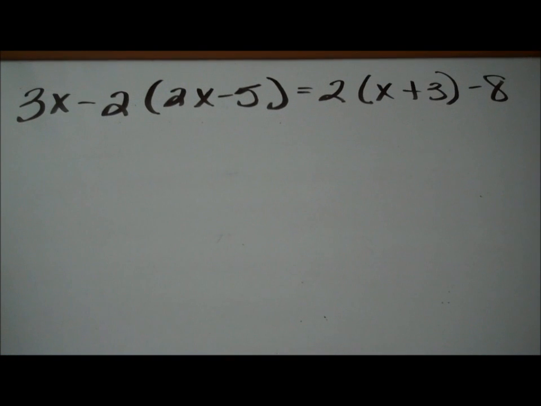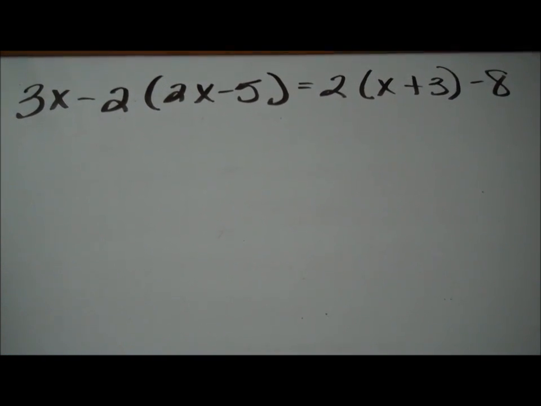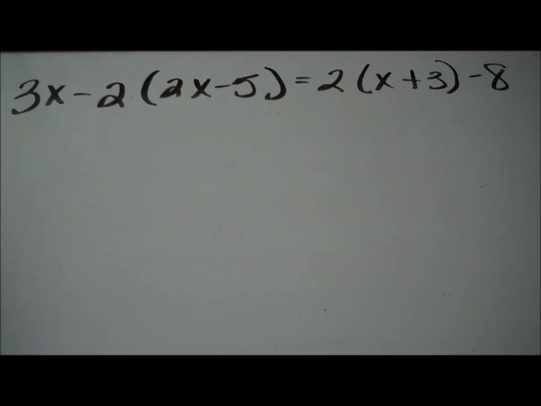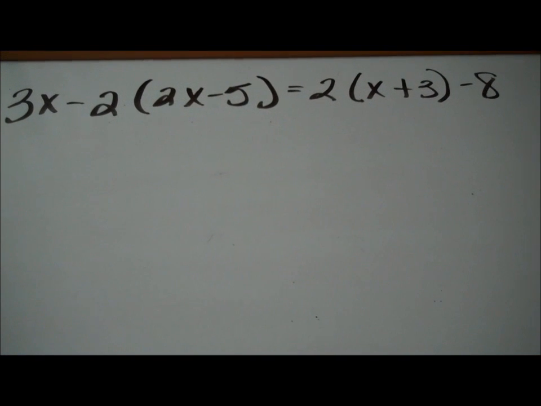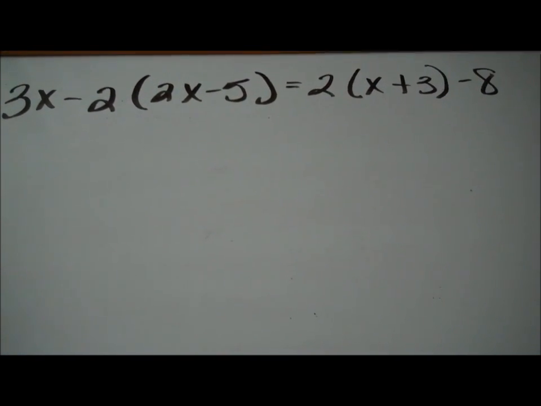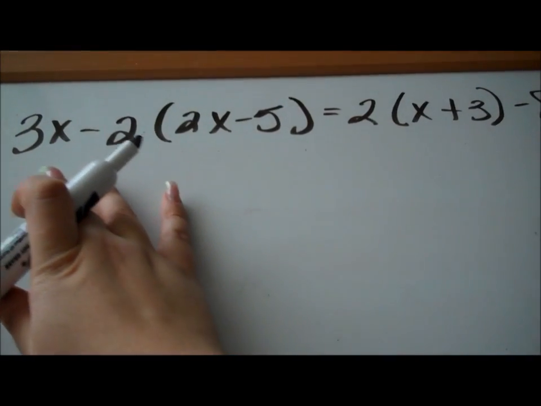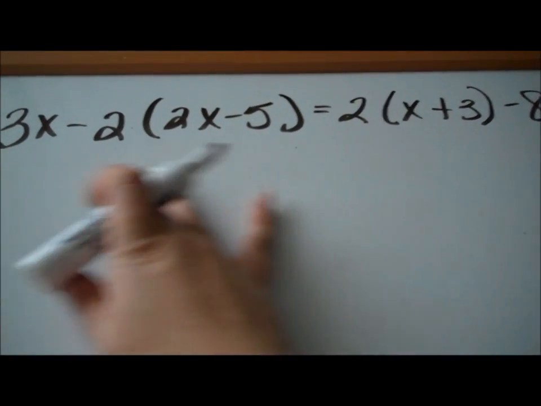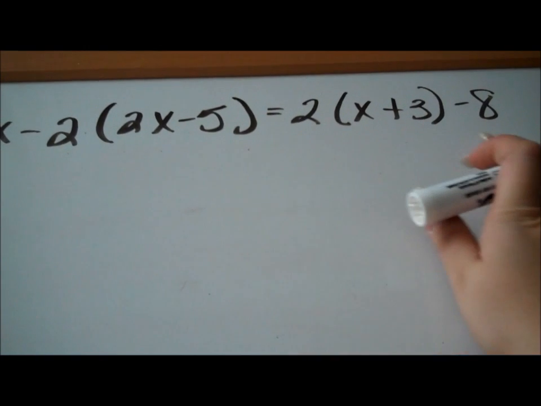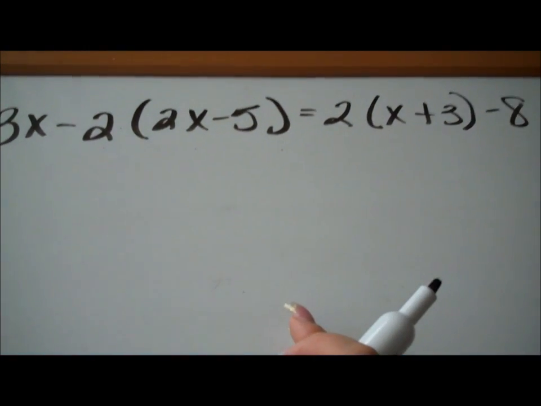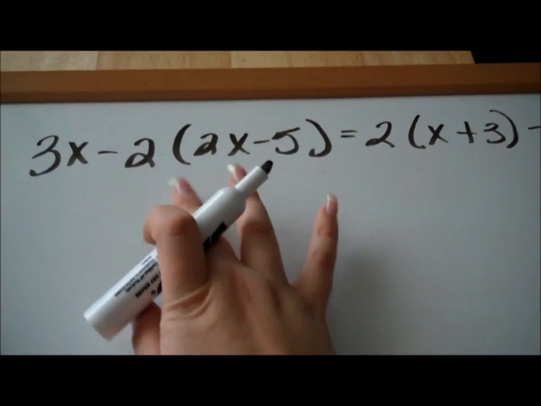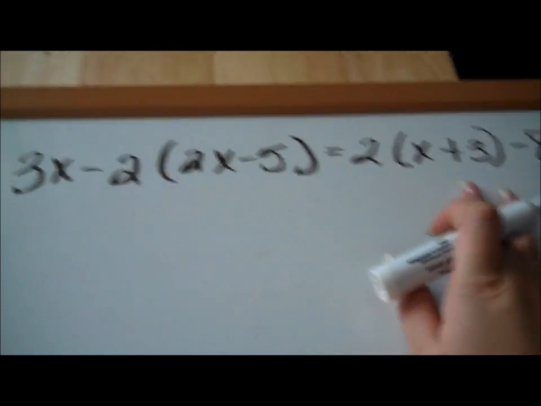Okay, we're going to complete this example right here. We have 3x minus 2 times the quantity 2x minus 5 equals 2 times the quantity x plus 3 minus 8. So we notice here on our left hand side we have a lot of stuff going on here. On the right hand side we have a lot of stuff going on here. So we need to simplify this because again we've got parentheses here and parentheses here.